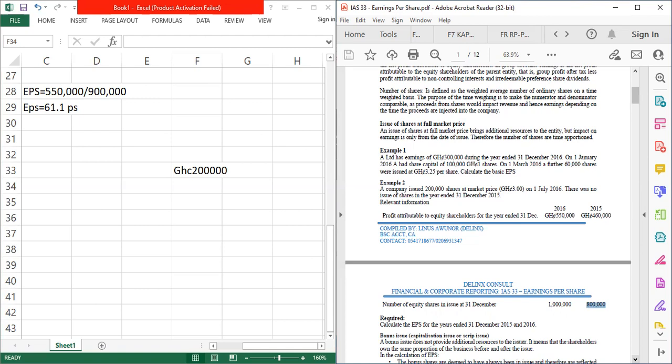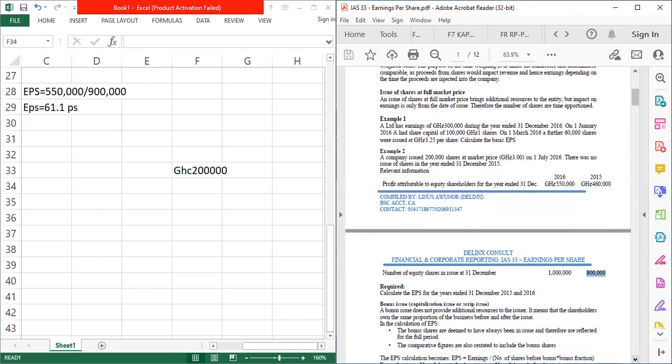But a situation where you have buy one, get one for free is what we call a rights issue. In a rights issue, some of the shares will be at full market value and some of them will be on bonus. So a bonus issue does not provide additional resources to the issuer. It means that the shareholders own the same proportion of the business before and after the issue. In the calculation of earnings per share, the bonus issue is deemed to have always been in issue and is therefore reflected for the full period. The comparative figures are also restated to include the bonus issue.